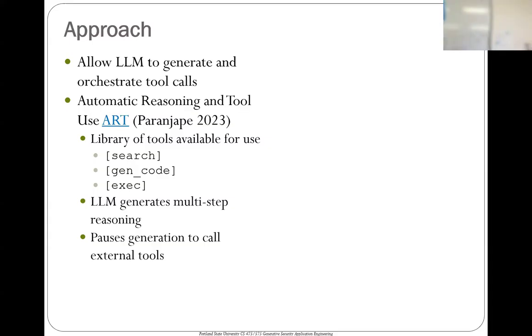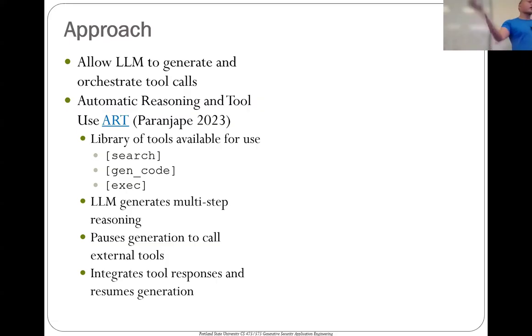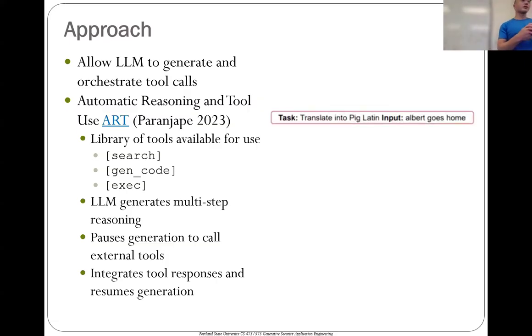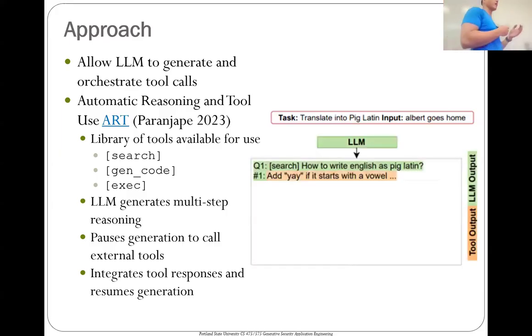So it's basically going to be generating the plan and executing it. Whenever it needs to stop and execute an external tool, it will pause, and then we'll call the tool, wait for the results, and then continue. So when the responses come back, it takes those responses in, and then resumes generation of the code. So here is an example of how they use it in this paper. So the task is to translate into Pig Latin this input, Albert goes home. So this is the user prompt. And then you're going to give this to the agent, and the agent needs to satisfy this prompt.